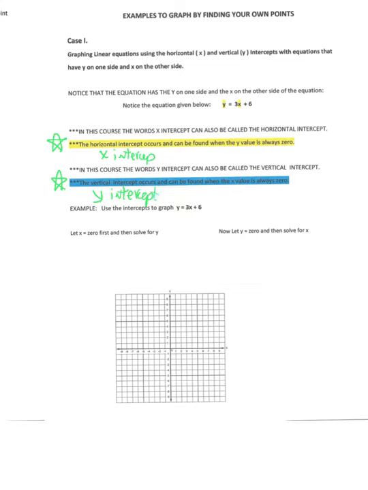Okay, and remember that in yellow highlighter, the horizontal intercept occurs and can be found when the y is equal to 0. So the y is equal to 0, and we go find the x. In the vertical intercept, or the y-intercept, it's just the opposite. It can be found where the x is always equal to 0, and we go find the y. And if we have those 2 points, I don't need to go get a whole bunch of other ones like in those last 2 questions.